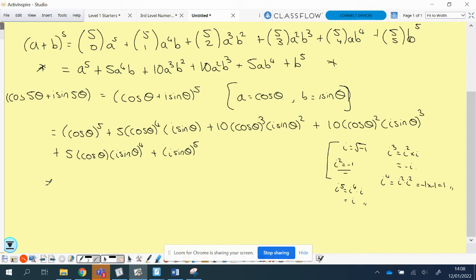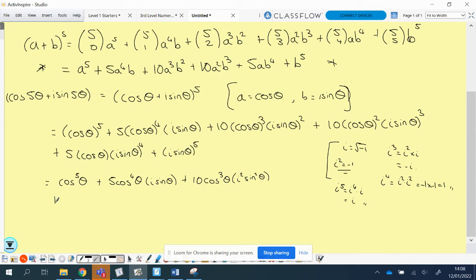So that's going to give me cos to the power 5 theta, first term. Then it's going to give me 5 cos to the power 4 theta times i sine theta, which just gives me i sine theta there. I can't really do anything with that. Then that's going to be 10 cos cubed theta multiplied by i sine squared theta. So I'm going to keep it in now, so it's going to be i squared sine squared theta.